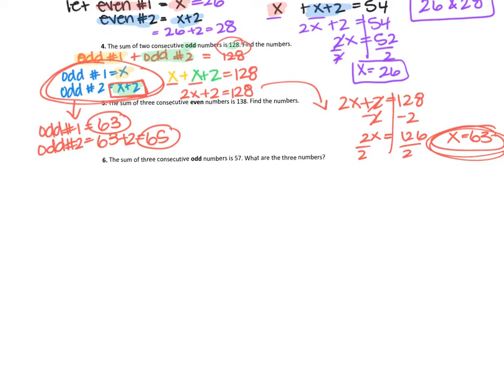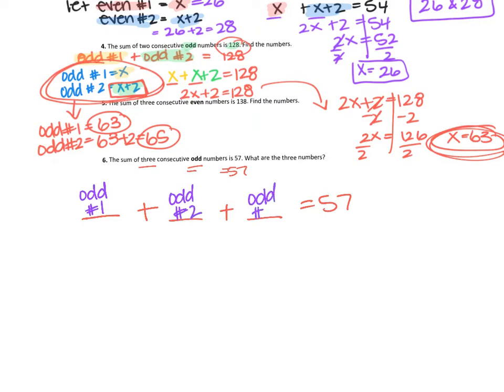All right, the last example says the sum of 3 consecutive odd numbers is 57. What are the three numbers? So now I have three blanks. Something plus something plus something has to add up to 57. The other stipulation is that they all have to be odd in a row. So this will be odd number 1. This is my next odd number 2. And my last odd number we'll call odd number 3.